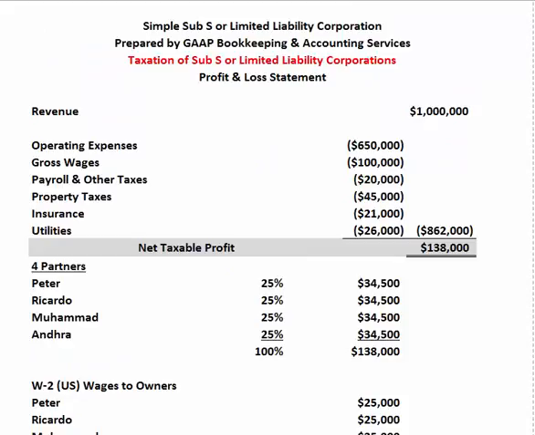So this is the way taxation works in a sub-S or limited liability corporation.